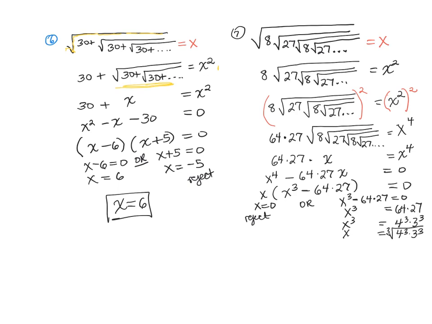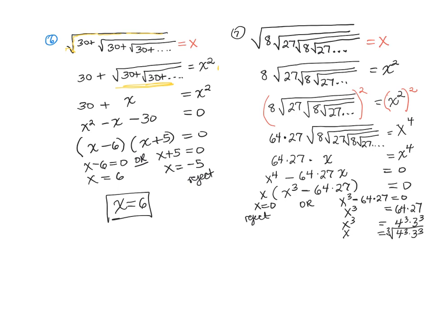And we solve the quadratic equation. We get x squared minus x minus 30 equals 0. We factor it into x minus 6 times x plus 5, set each factor to 0. We get 6 or negative 5. And of course, we reject the negative 5, so the answer is 6.